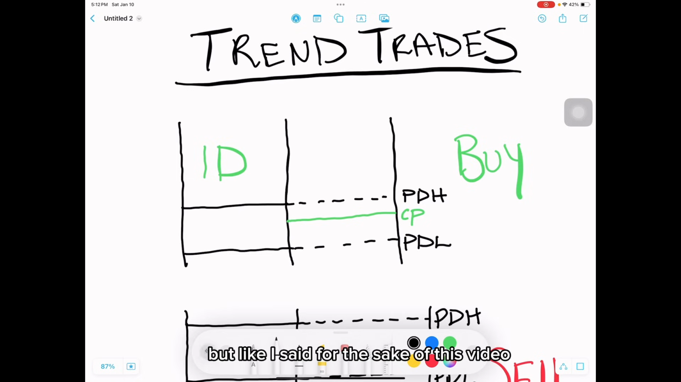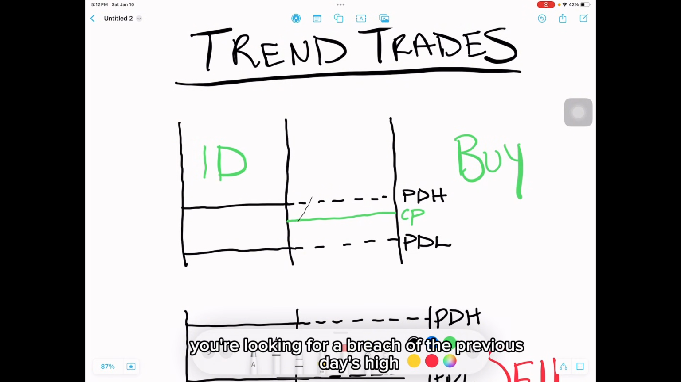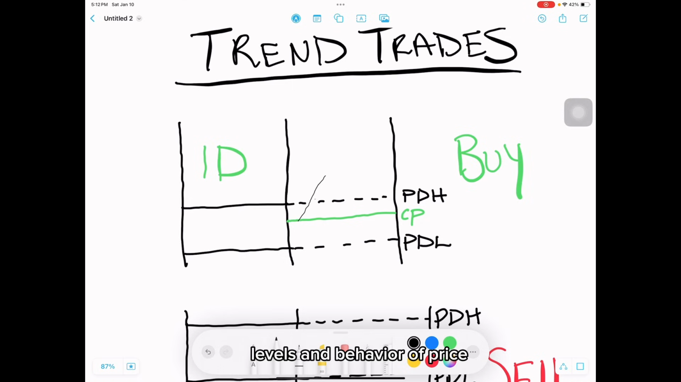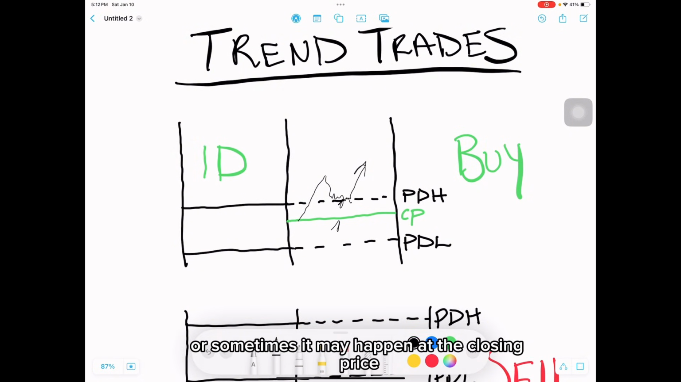But like I said, for the sake of this video, we're just going to focus on trend trades. So just to summarize, you're looking for a breach of the previous day's high. When you're at a level, you're looking at timings, levels, and behavior of price. What is it doing? So higher high equals dump, coil, and pump. And it may happen at the previous day high, or sometimes it may happen at the closing price. But that is essentially what you guys are looking for.